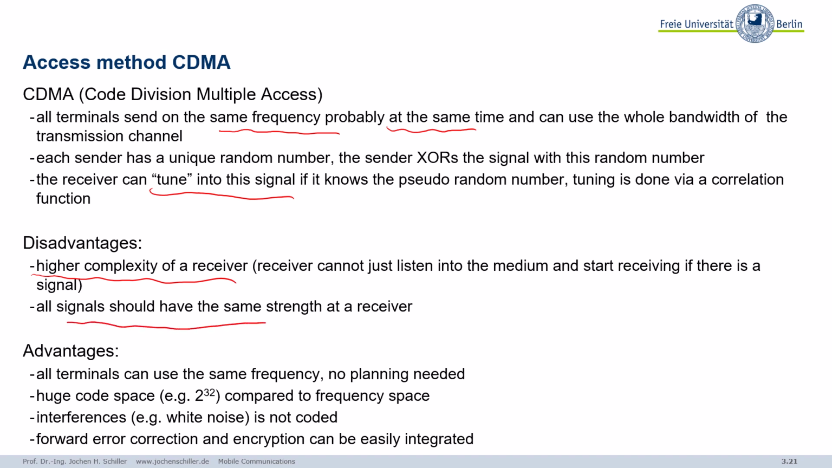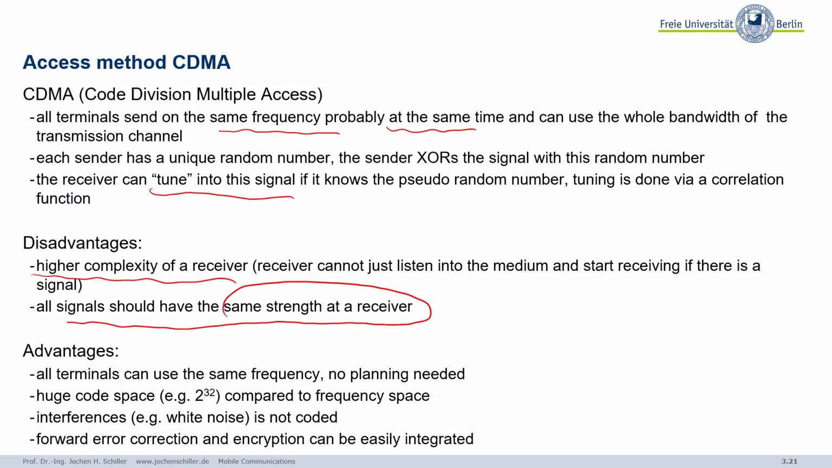But then we really have a problem. The signals should have the same strength at the receiver. Remember near-far terminals, remember breathing cells. Quite typical for CDMA technology is that you have to have really good power control. All the terminals, when they send their signals to a receiver, have to finely control the output power. At the receiver, all signals should reach the receiver with the same strength. Okay, so this is really a bit complicated.